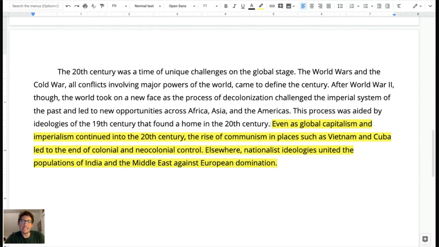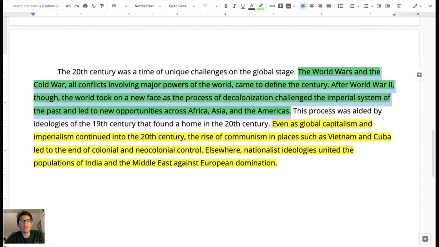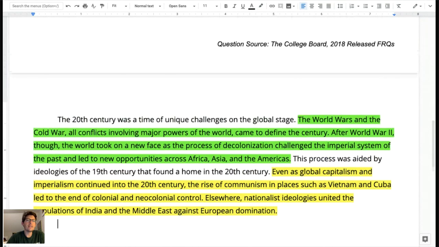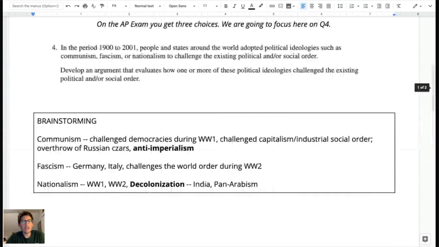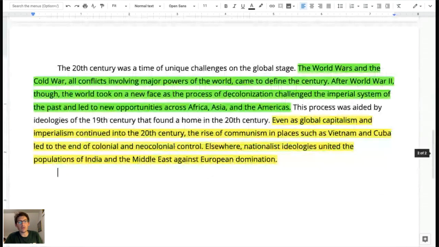I'm likely going to see here two to three body paragraphs, depending on if I can fit it all together. And then here at the beginning, I have contextualization. I would say my contextualization really comes in, not in this first sentence necessarily, talking about the world wars and decolonization in the Americas. This is where that contextualization shows up, okay? Placing these new ideologies, these new challenges in a little bit of a broader historical context.